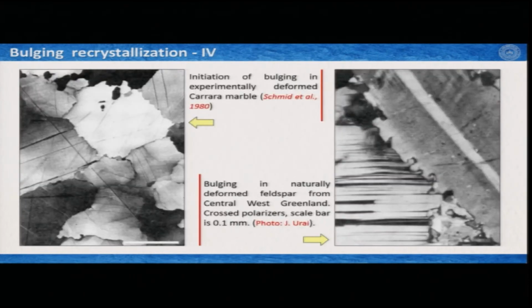In optical microstructures they look like this. These are some very old but classic optical photographs. On this side you see this is where bulging has just started. The grain boundaries are not straight anymore, they are undulated, and the bulging has just started. This is a Carrara marble, so calcite, and this is a naturally deformed feldspar. What you see here is where the bulging has started at the interface of the 2 crystals.